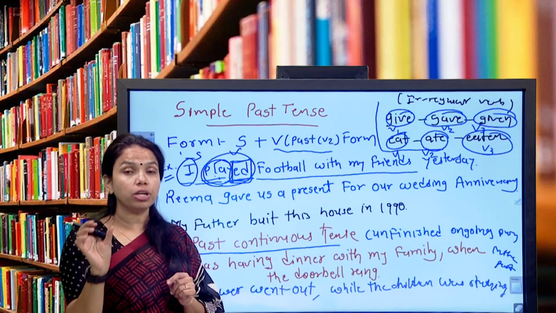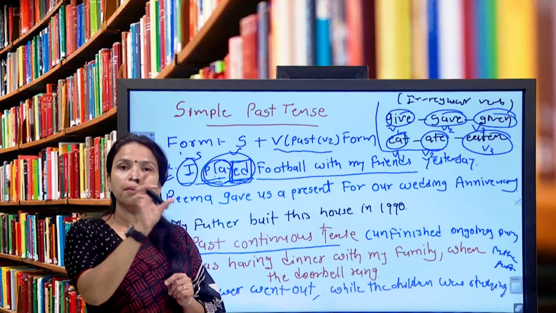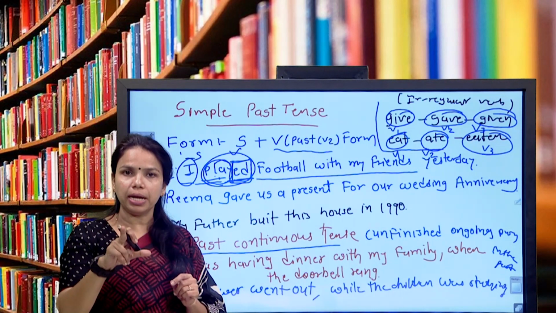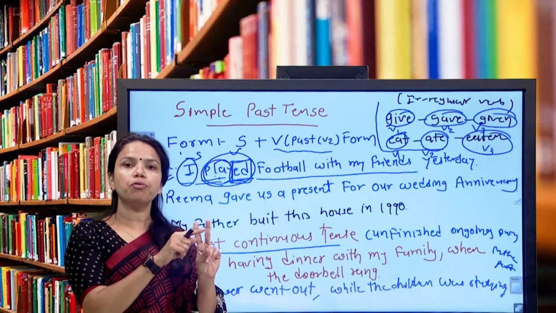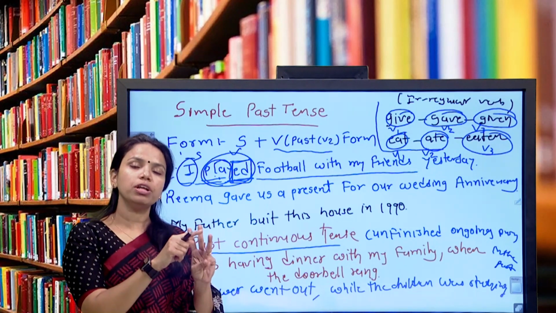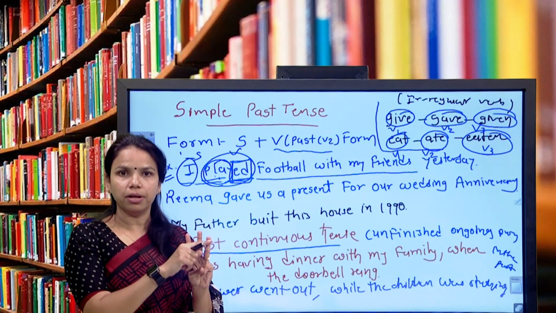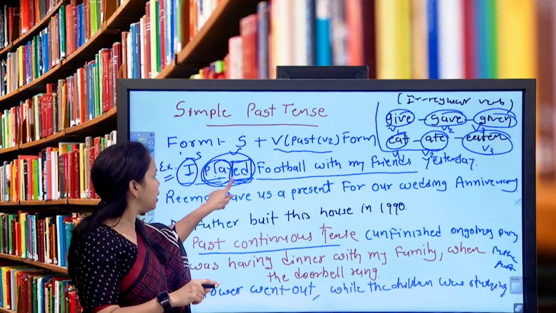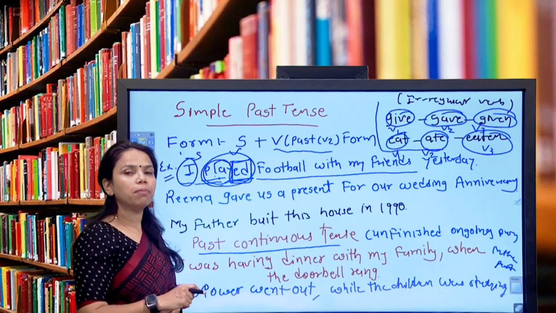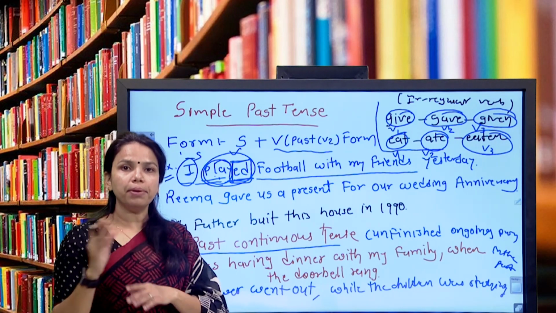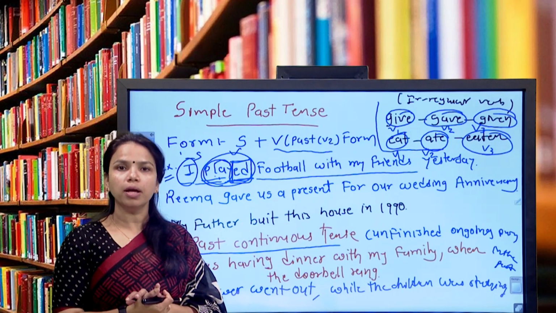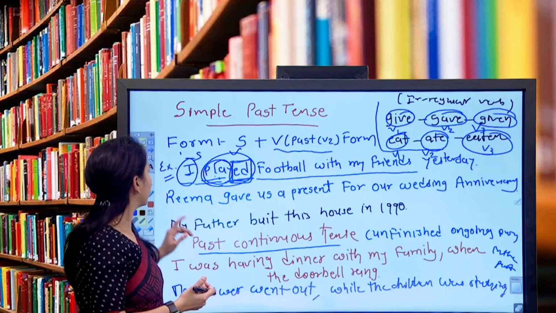What is the main verb of this? Play. Play, played, played. V1 form is play, V2 form is played, V3 form is also played, right? So, I played football with my friends yesterday. Yesterday, I played football with my friends, right?